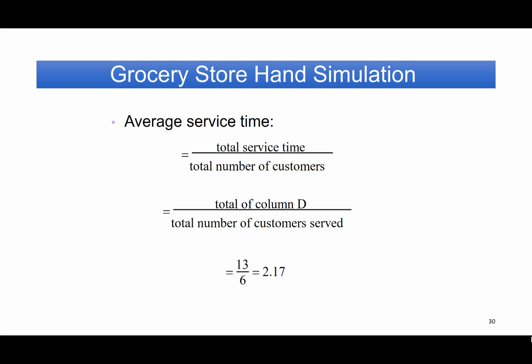Average service time is the total service time divided by the total number of customers. In this case, that is the total of column D, or 13, divided by the total number of customers served, 6, or 2.17.